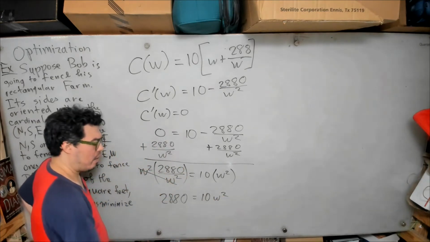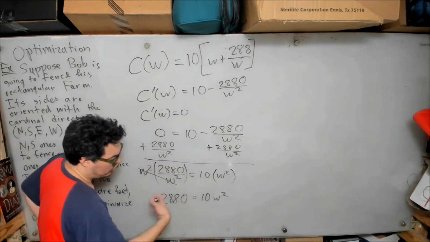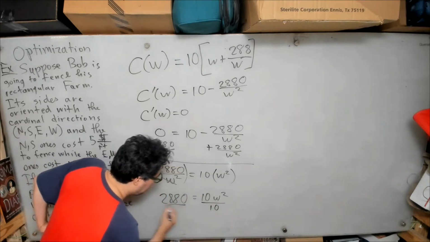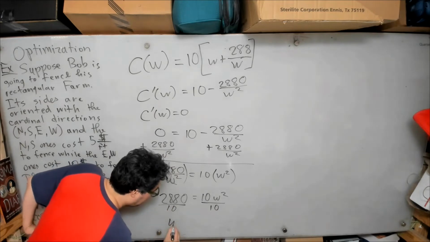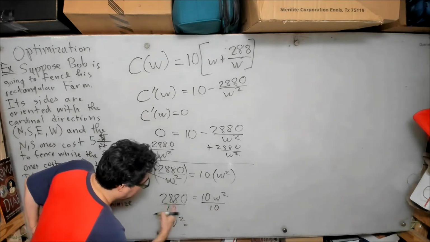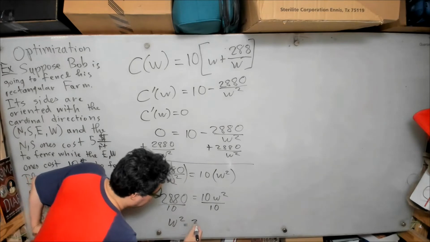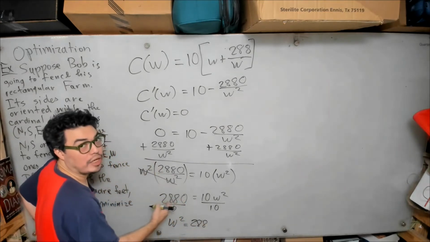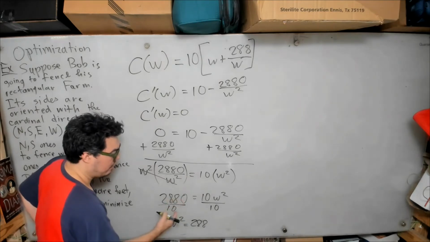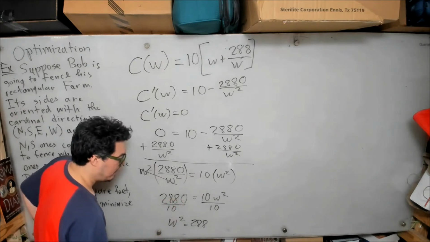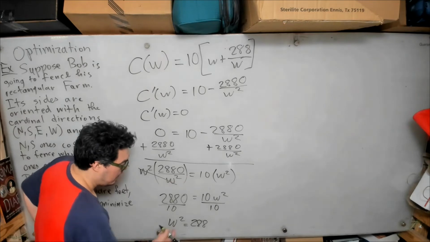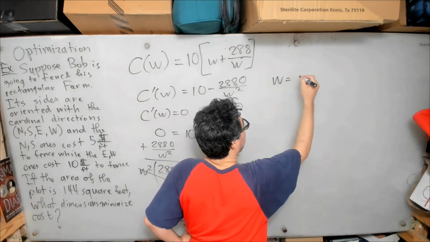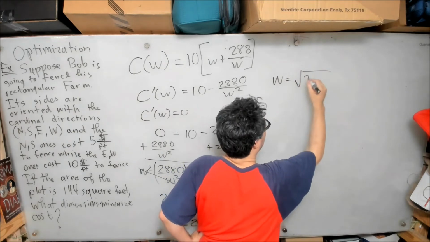Now here, I want to get the W by itself. So first, I'm going to divide both sides by 10. I get 10 here, 10 here, and W squared is equal to, and you can see here, 288, right? Because this was 288 times 10 on top, divided by 10. We just get left with the 288. Okay. Now we're going to square root this. So my W is going to be the square root of 288.